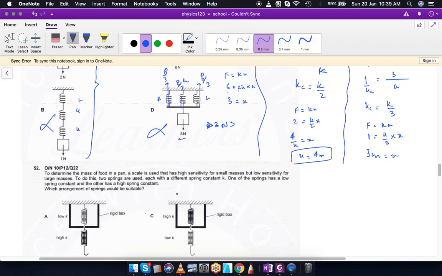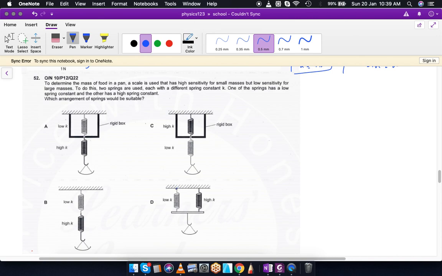Alright, now the next question is a bit difficult and says, to determine the mass of food in a pan, the scale is used for high sensitivity for small masses but low sensitivity for large masses. To do this, 2 springs are used, each with a different spring constant k. One spring has a low spring constant, the other has a high one. Alright, now which arrangement is suitable?